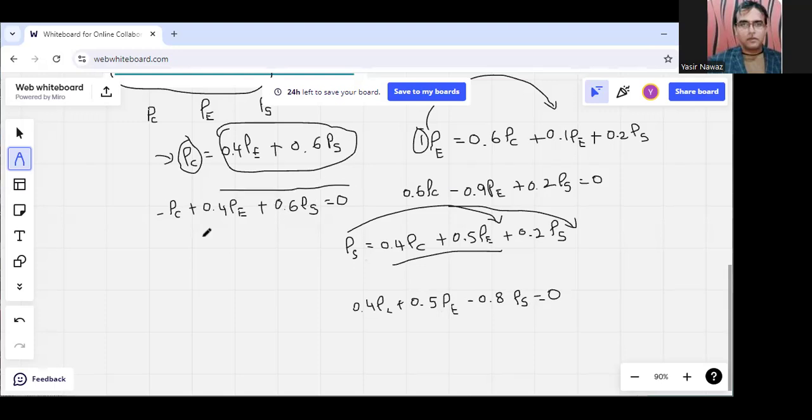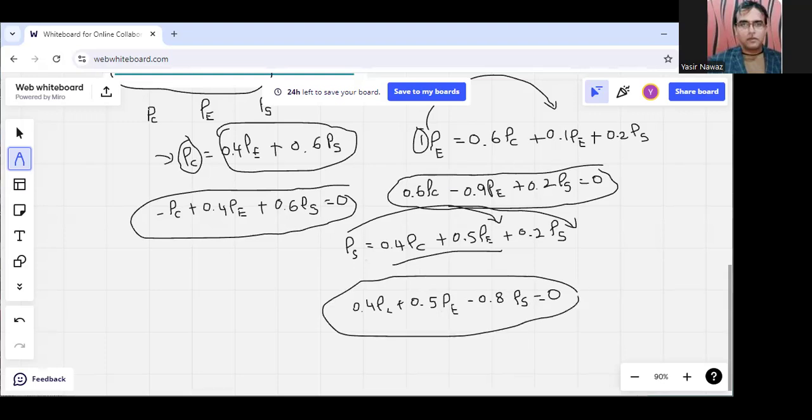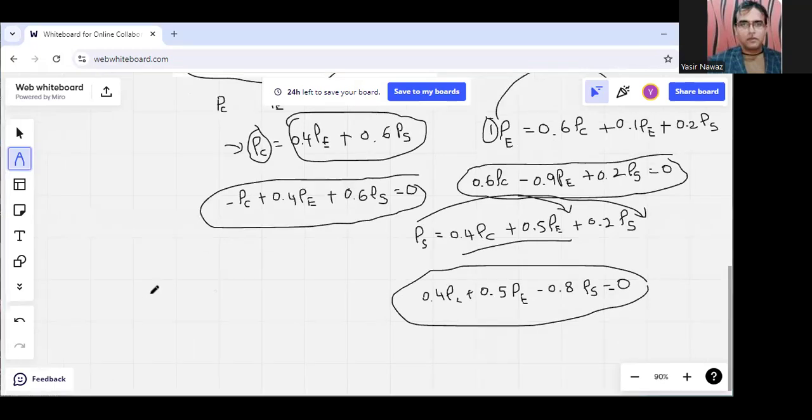So one equation is this one. The second equation is this one. And the third equation is this one. And these equations will be solved. So first I write them in augmented matrix form. The coefficient here of PC is -1, so -1 would be here, and then 0.4, and the coefficient of PS is 0.6. And you can also write 1 here, 0 here as well.